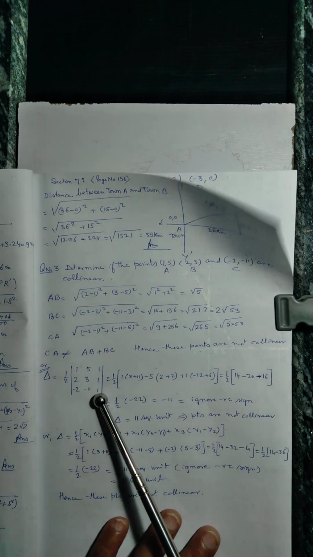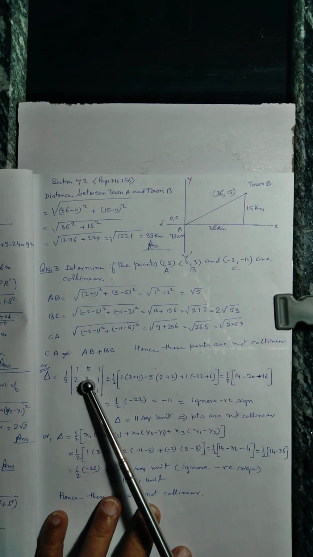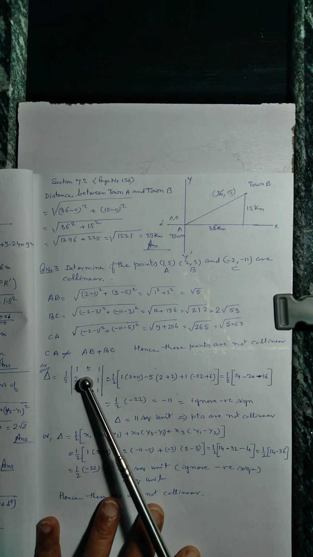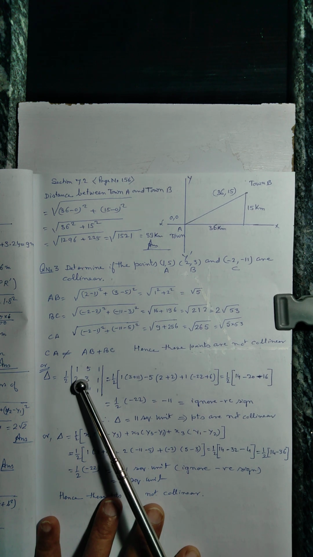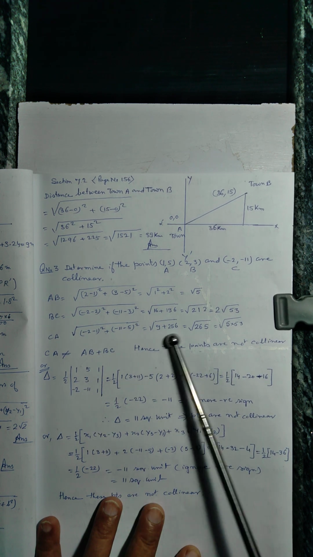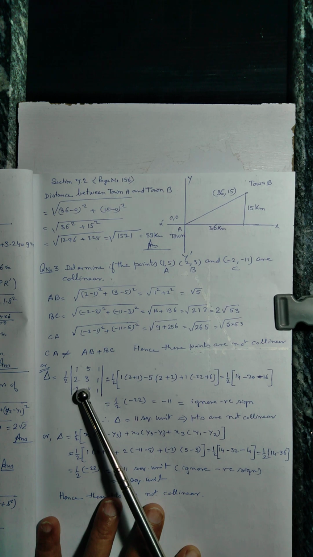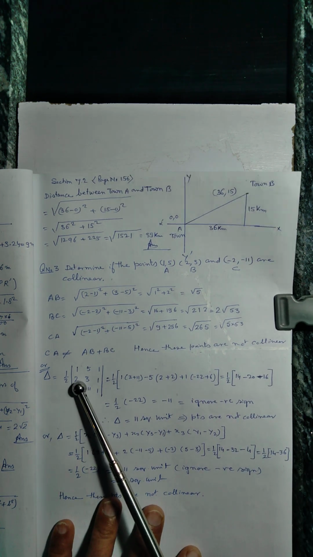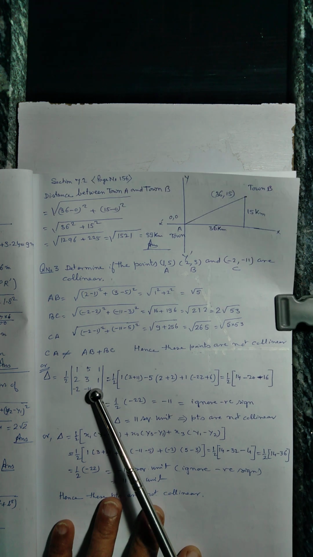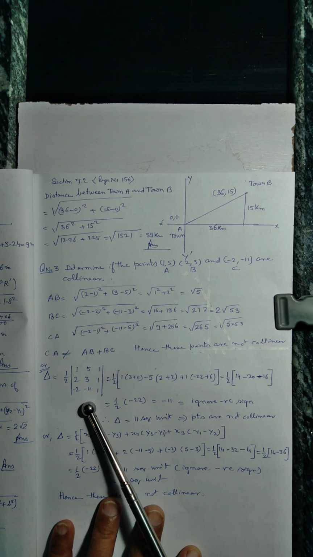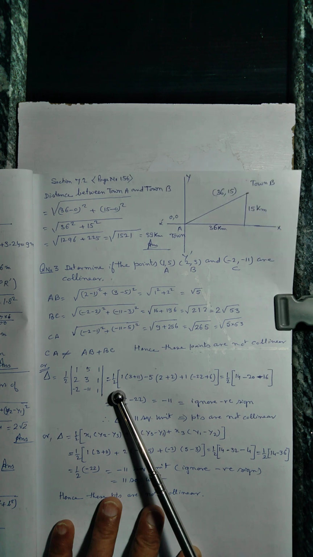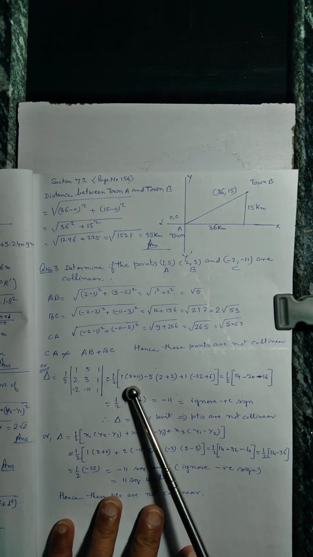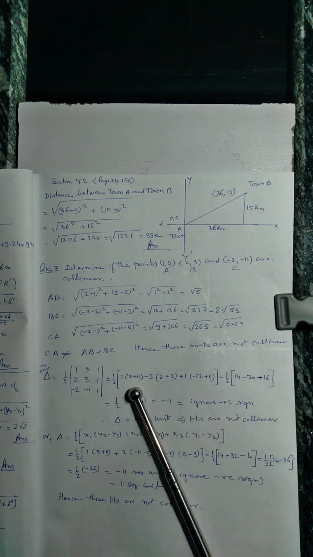The second method is that with the help of the area of the triangle, if these points are collinear, the area of the triangle will be 0. So let us find 1 by 2, determinant of 1, 5, 1, 2, 3, 1, minus 2, minus 11, 1. So 1 by 2 as it is here. Work out the determinant values.